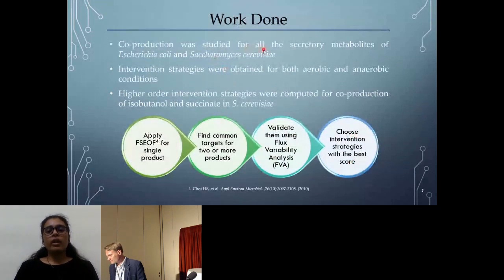The work done: we have studied the co-production for all the secretory metabolites in E. coli and S. cerevisiae under both aerobic and anaerobic conditions, and we have obtained higher order intervention strategies, especially for the co-production of isobutanol and succinate in S. cerevisiae.